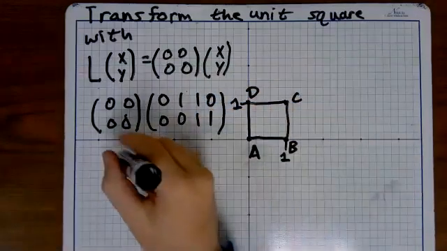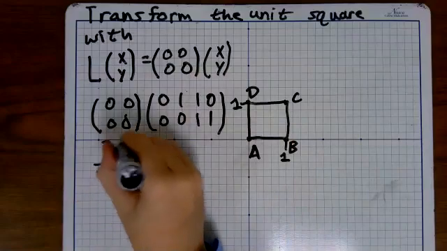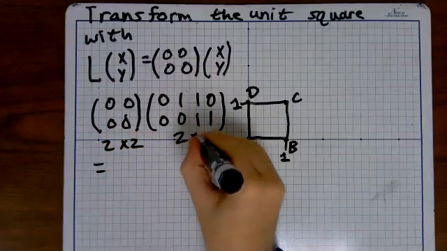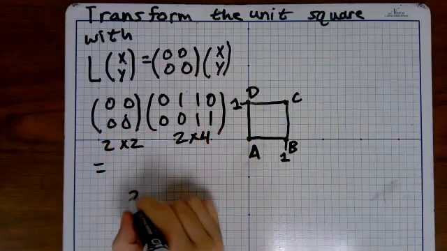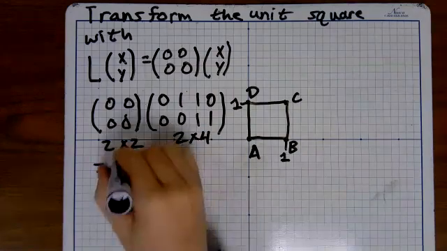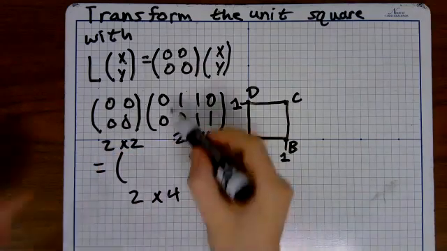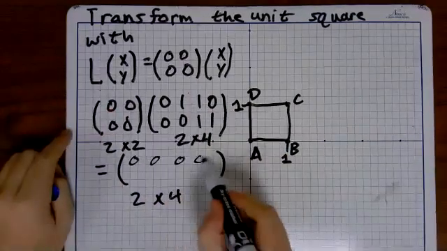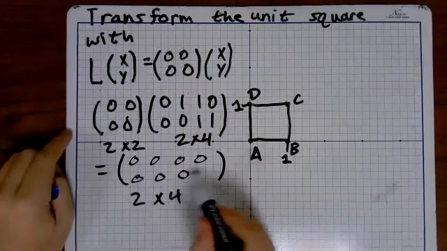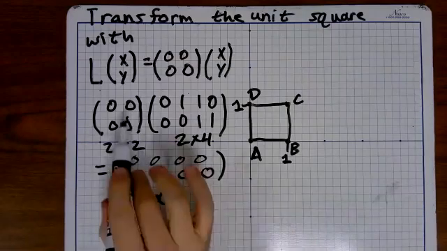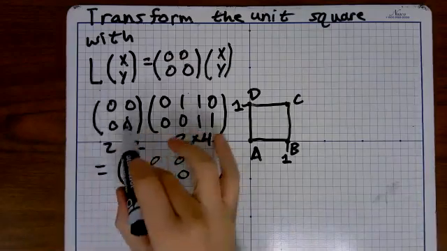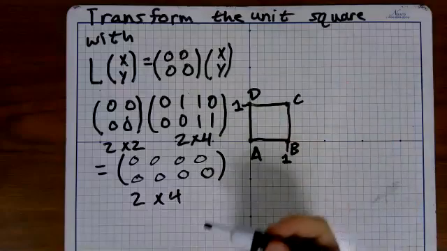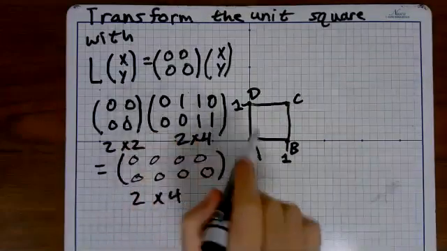All right. So this is a 2 by 2, and this is a 2 by 4. Multiply them together to get a 2 by 4. 0 and 0 make 0, and 0, and 0, and 0, and 0, and 0, and 0. This is the 0 matrix, and the 0 matrix times anything will give back another 0 matrix. It will turn all the numbers into 0.